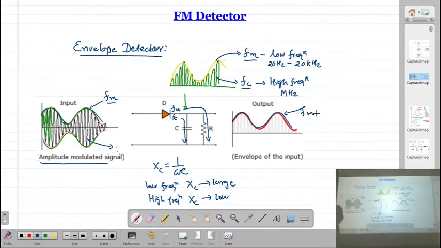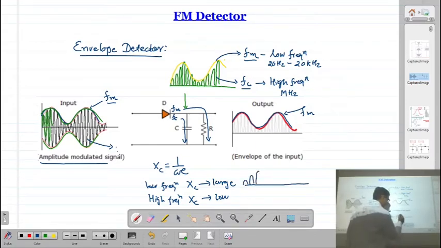Remember, if we see in detail, it does not separate out in exactly this way. The capacitor is going to be charged and discharged, and after all you are getting the envelope of the signal. Here, if you see, this is my rectified signal.